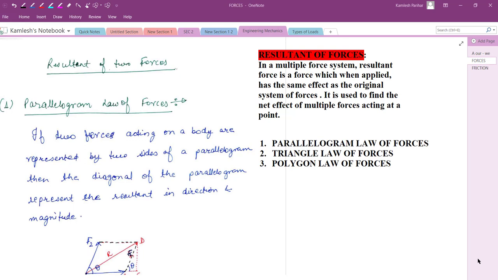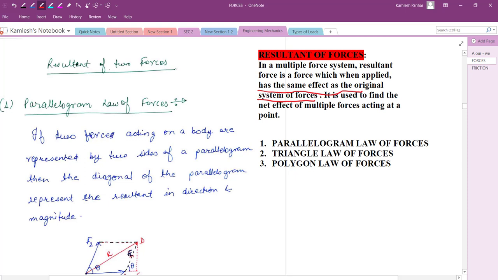So what is the resultant force? In a multiple force system, the resultant force is a force which when applied has the same effect as the original system of forces. So this is called the resultant force.